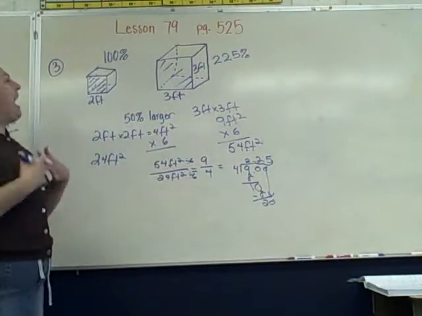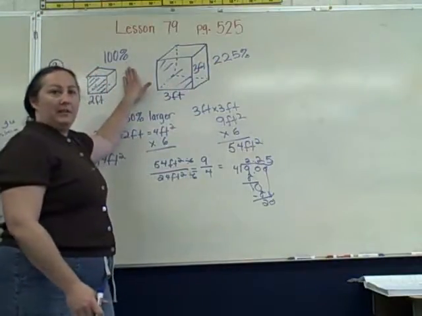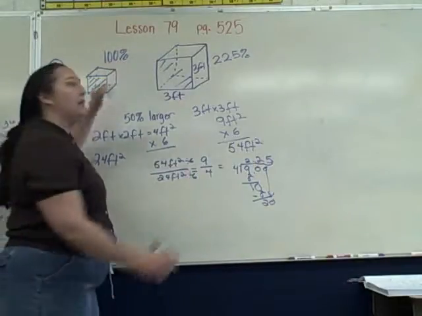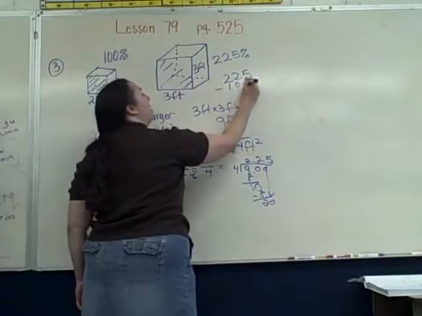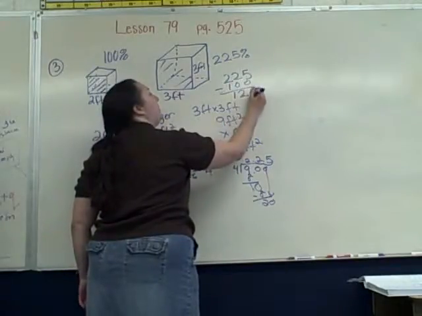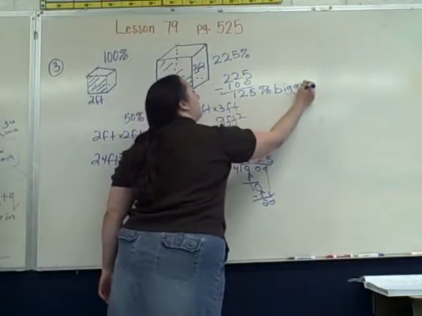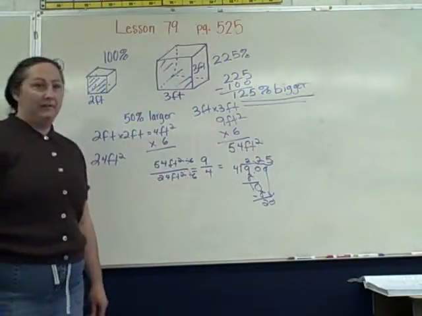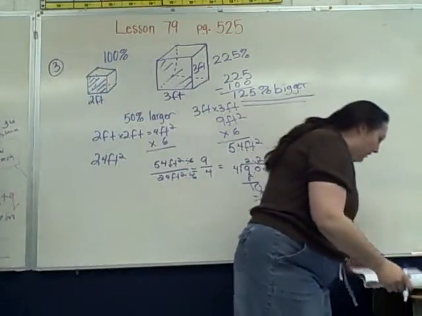So it asks, how much bigger is this one than this one? So I then take the 225 and I subtract the 100. 225 subtract 100 is 125% bigger. It is 125% bigger. And that's number 3. Moving on to number 4.